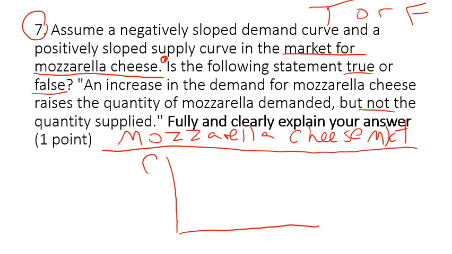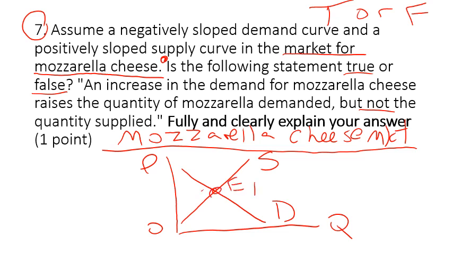And at the very beginning of this question, we're told that demand is negatively sloped and supply is positively sloped. Okay, so this would be the equilibrium price, and this would be the equilibrium quantity, Q1, at which QD1 is equal to QS1.